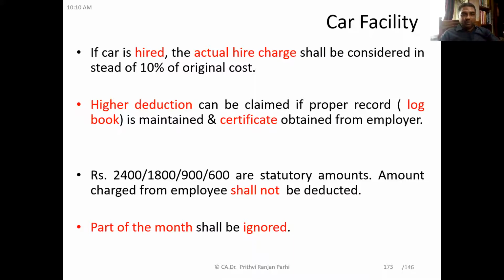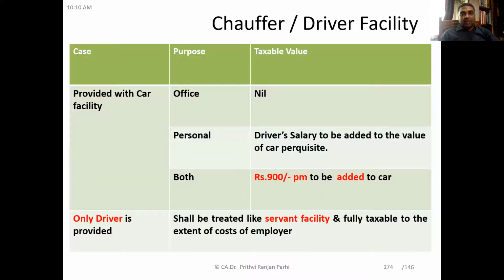Understood, friends? Now, some related points again. Car with chauffeur facility, or with the driver facility. Car is provided, and in addition to that, a driver is also provided. Then here you have to see the purpose for which the car is used. In the first case, a driver is provided along with the car facility, and the purpose is for official, second for personal, or maybe third for both.